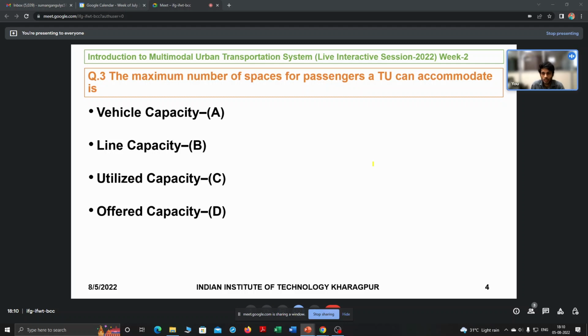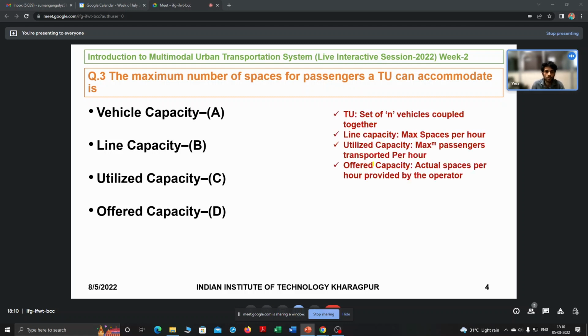Line capacity is basically the capacity of that line, that is the maximum number of spaces available for the passengers per hour. It is not particular vehicle-wise maximum number. It's a number based on the maximum spaces available per hour, right? So that is line capacity along a particular transit line. Then what is utilized capacity? Utilized capacity is whenever you are traveling during peak or off-peak hours, the maximum number of passengers actually transported from one place to another per hour, right? So line capacity is the maximum number of spaces available, and utilized capacity is the space that passengers utilized during a trip, per hour obviously.